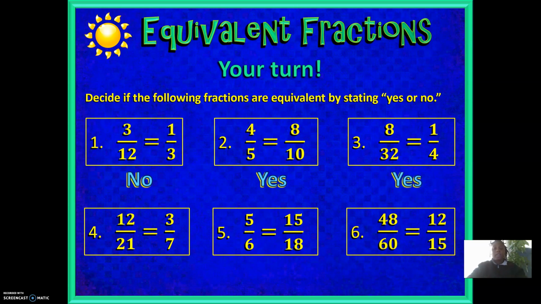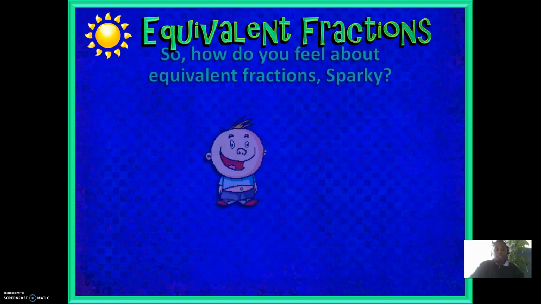For number 3, you should have gotten yes again. For number 4, you should have gotten no, they're not equivalent because, how do I go from 12 to 3? Well, I'm dividing because I'm getting smaller. I know that. So from 12 to 3, how do I get there? Well, I divide by 4. But when I divide 21 by 4, I don't get 7. For 5, you should have gotten yes. For 6, you should have gotten yes as well.